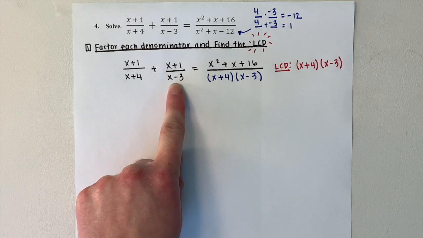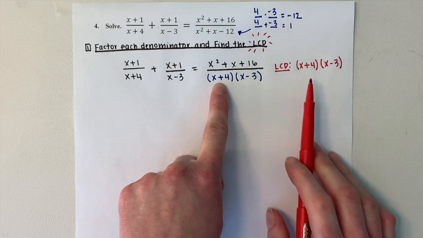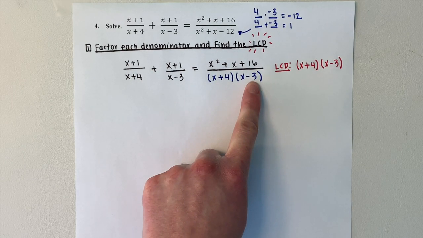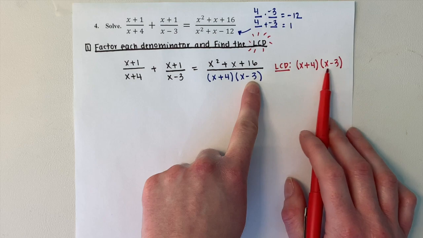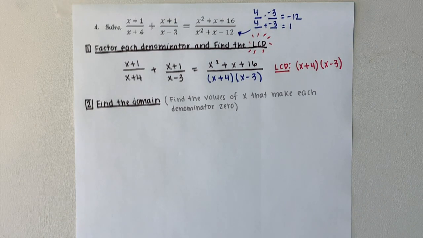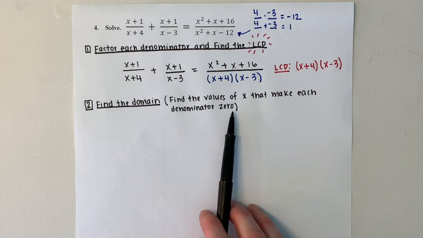And then let's examine the last denominator. Is the factor x plus 4 in our LCD? Yes, it is, so we don't need to add it. Is the factor x minus 3 in our LCD? Yes, it is, so we don't need to add it. For step number 2, we find the domain. And to do that, we need to find the values of x that make each denominator 0.